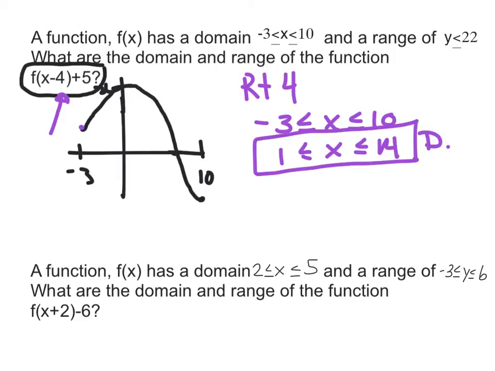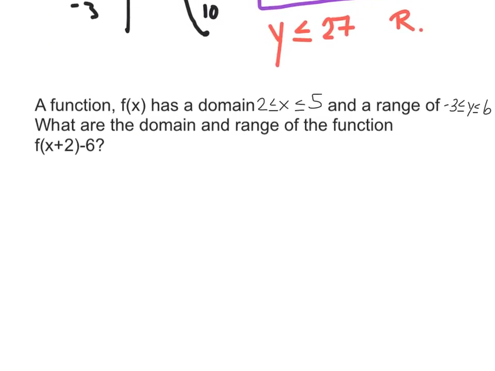Okay, I just picked up all my x values and moved them to the right 4. Now, my y values, I'm going to shift them all up 5. So if currently my highest value is 22 and I shift everybody up 5, I'm going to say now my range is y less than or equal to 27.